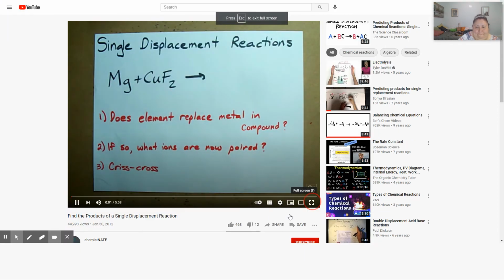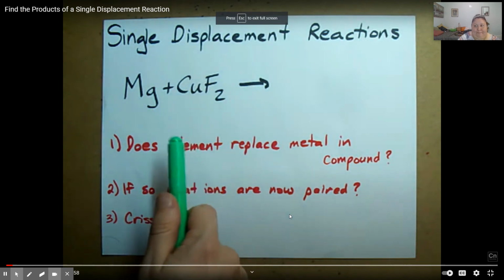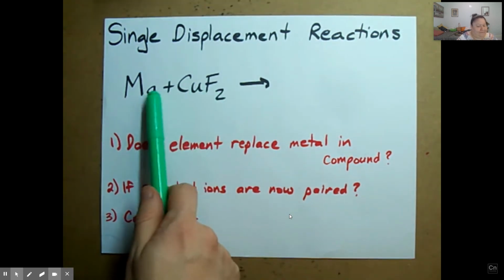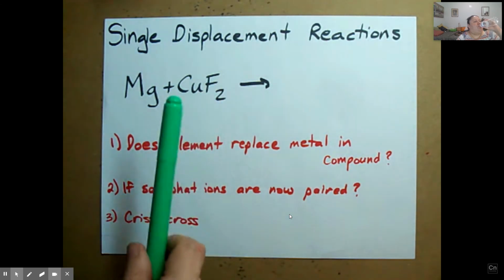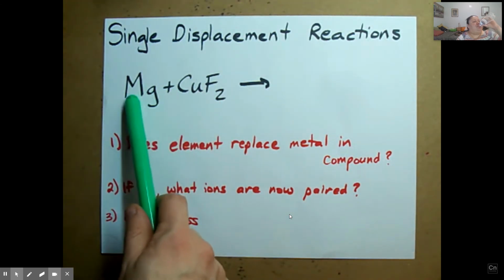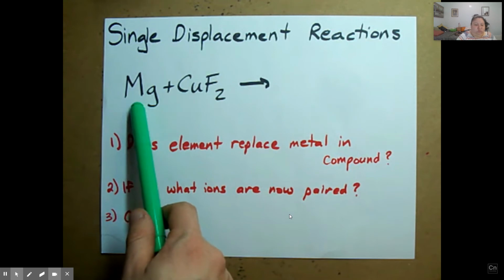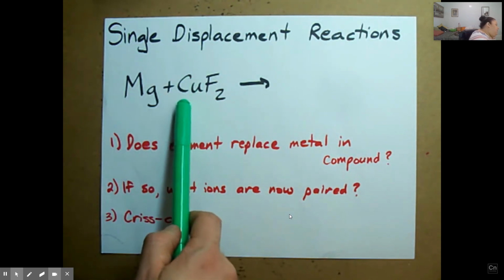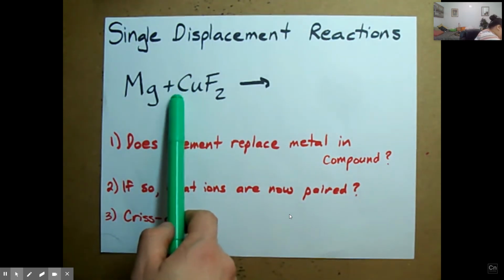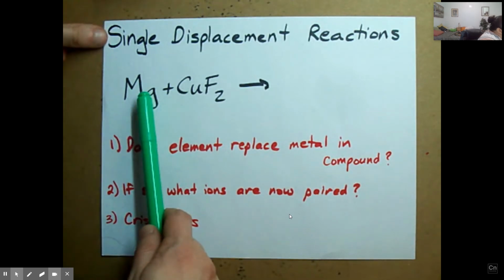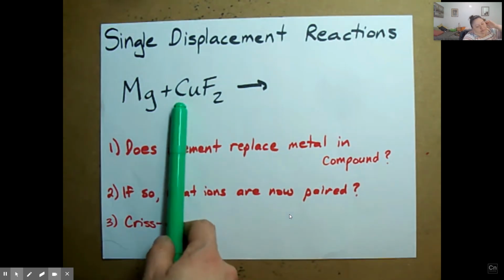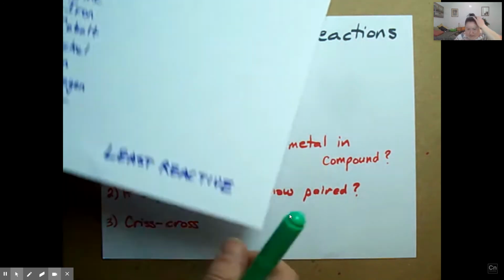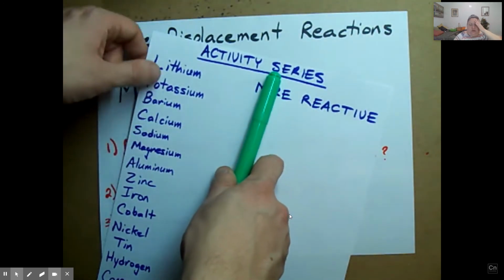If you're asked to predict the products from a single displacement reaction, how do you do it? Step 1, figure out whether or not the element that you're given will replace the metal in the actual compound. Here we're asking, will magnesium replace copper? To figure that out, you need something called the activity series.